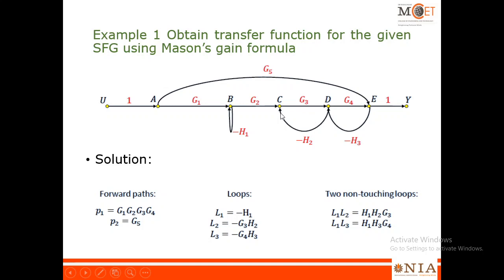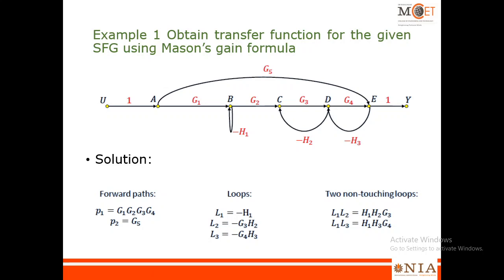The first pair's gain, this one multiplied by this one, will be h1 into h2 into g3. Another pair's gain will be h1 into h3 into g4. Of course, the minus sign has to be there. Minus minus gets multiplied, so it becomes positive. So there are only two sets like that.